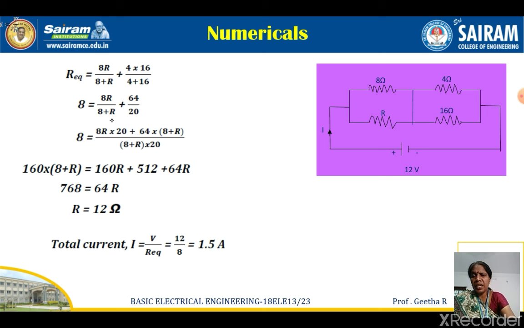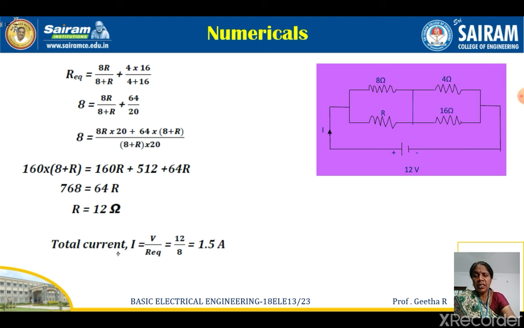So 8 equals 8R divided by 8 plus R, plus 4 times 16 divided by 20; you can substitute for R equivalent also. When this is simplified, you'll get 16 times 8 plus R is equal to 160R plus 512 plus 64R. So all the R values you bring to the right hand side, and all the numerical constants you bring to the left hand side. So you'll get 768 is equal to 64R. So R is equal to 12 ohms.